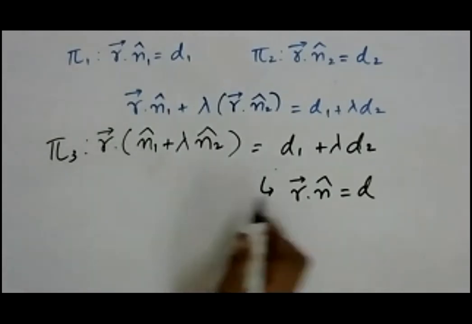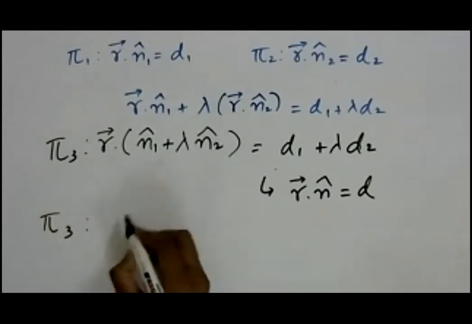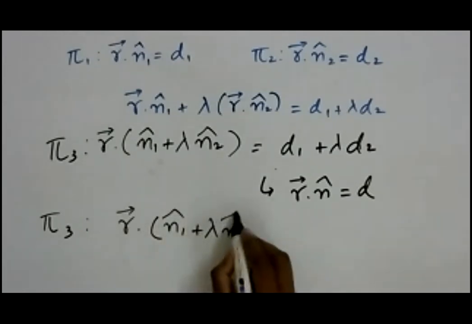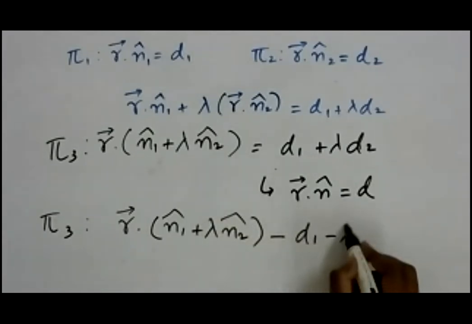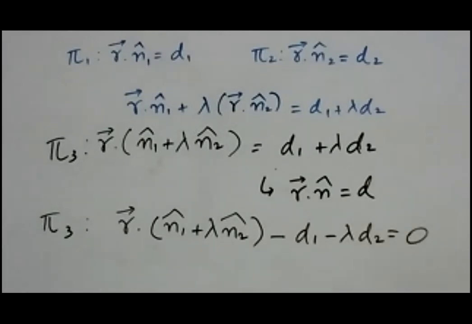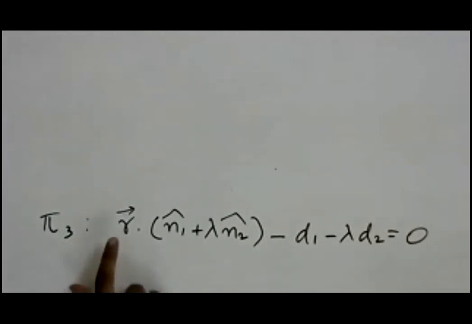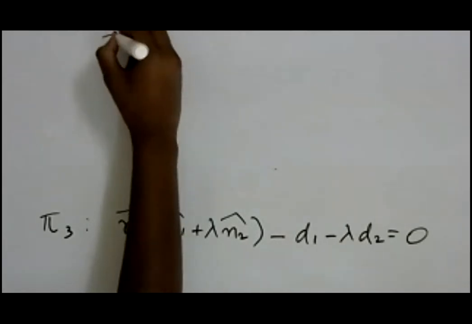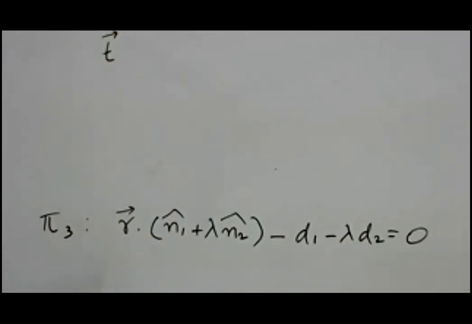Rewriting the equation for pi3, we have r vector dotted with n1 hat plus lambda times n2 hat, minus d1 minus lambda times d2 is equal to 0. Now this r vector is the position vector of some point lying on this plane. Now let us consider the t vector. The t vector is the position vector of a point on the line of intersection, which means it is a point on both the planes pi1 and pi2. Now let's substitute this t vector in this pi3 equation, equation 1.